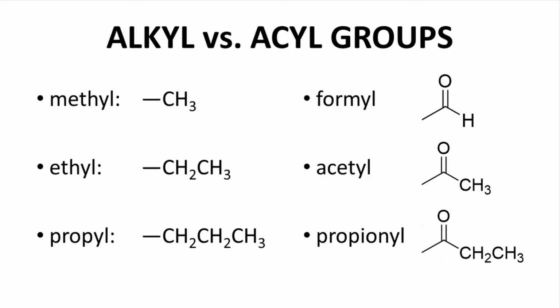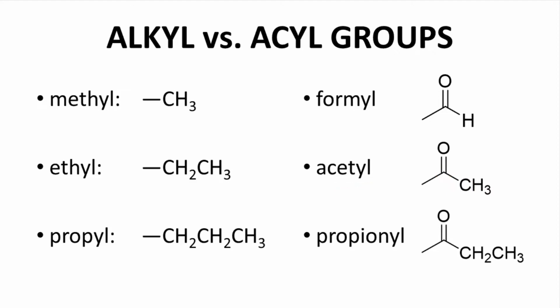To the right, we have three different acyl groups. The smallest acyl group is a formyl group. It has just one carbon, the carbonyl carbon, and is capped by a hydrogen. The next acyl group has two carbons. It is an acetyl group.